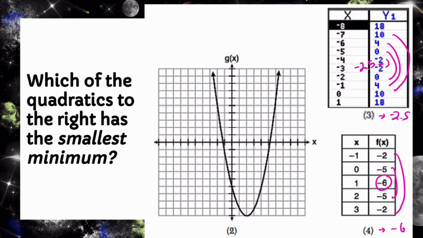And then here's my minimum. I just have to count down to that. So this would be 0, negative 1, negative 2, negative 3, negative 4, negative 5, negative 6, negative 7, negative 8, negative 9. That would be negative 10. So choice 2 would have my smallest minimum since it is at negative 10, and that's the smallest negative out of all of these.